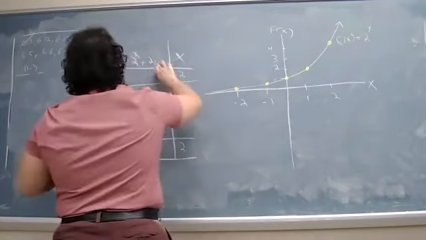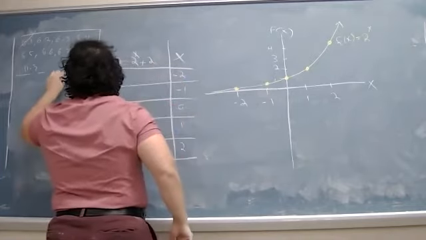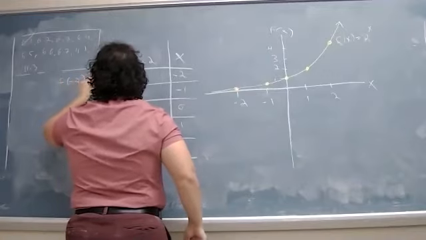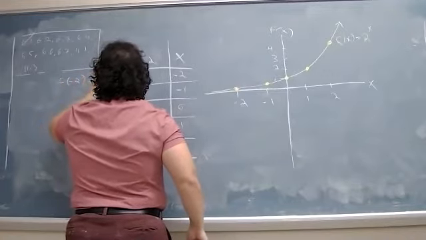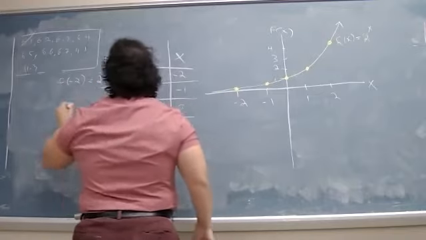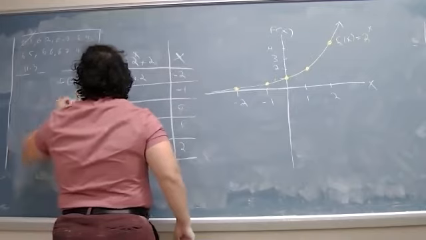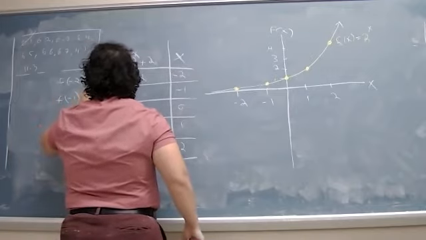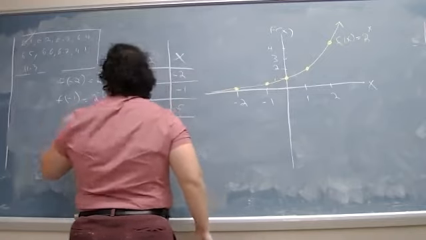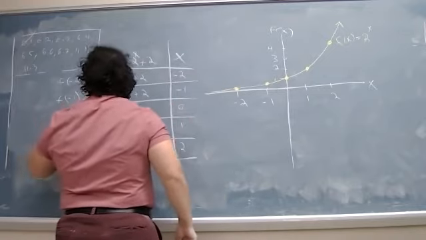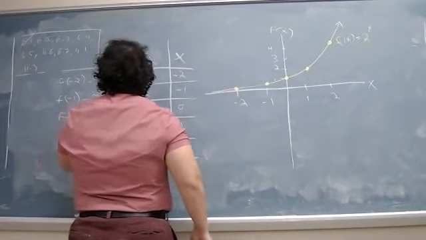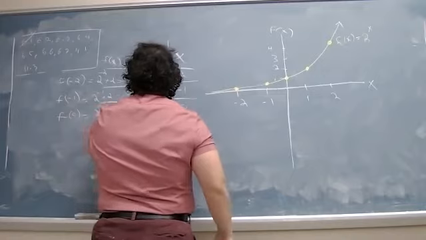What is f of -2? That's just 2 to the -2 plus 2. But that's just like last time, 1/4 plus 2. What's f of -1? That's like 2 to the -1 plus 2. That's like 1/2 plus 2. What's f of 0? That's just 2 to the 0 plus 2. And that's just 3.